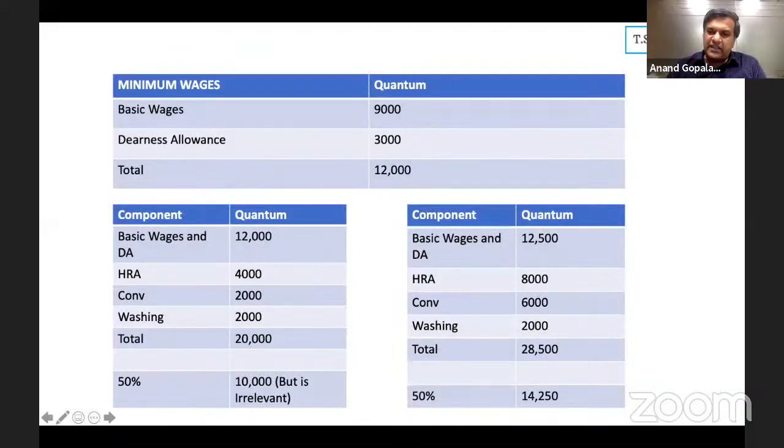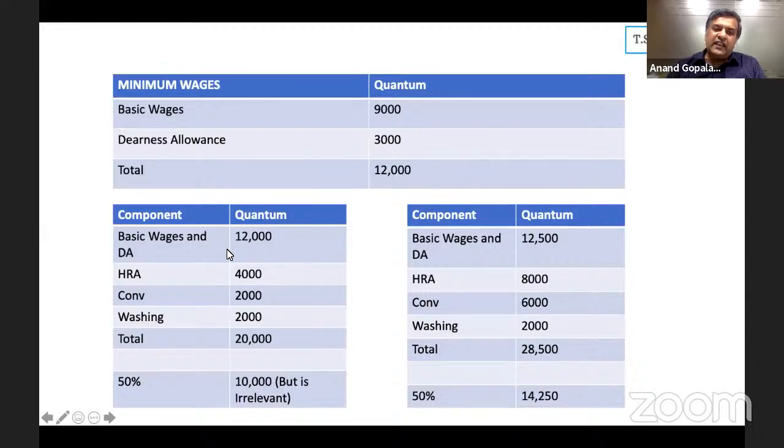14,250 divided by 30, multiply it by 15, multiply it by the number of years of service. So your calculation for purposes of layoff, retrenchment, closure compensation is going to come down because of this definition of wages.